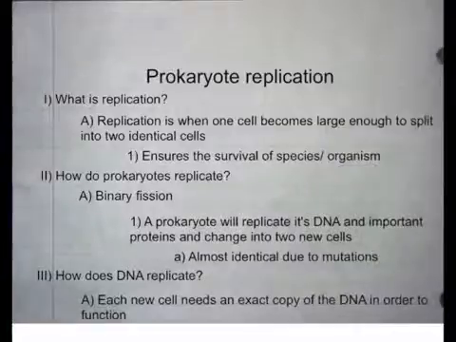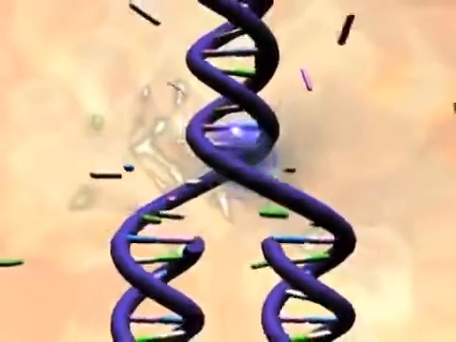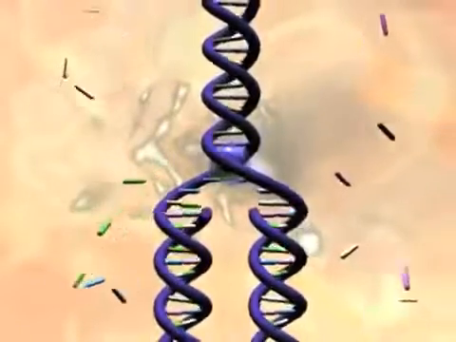How does DNA replicate? Each new cell needs an exact copy of DNA in order to function. Don't forget, DNA is the important molecule that dictates everything the cell is to do. So if you're going to have two new cells, you need to have two new strands of DNA. It uses a process called semi-conservative replication. Step 1, the original DNA strand gets unzipped.